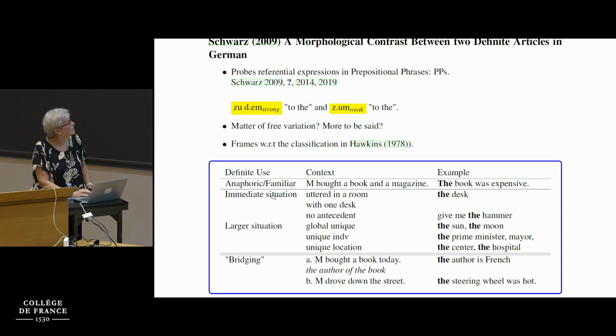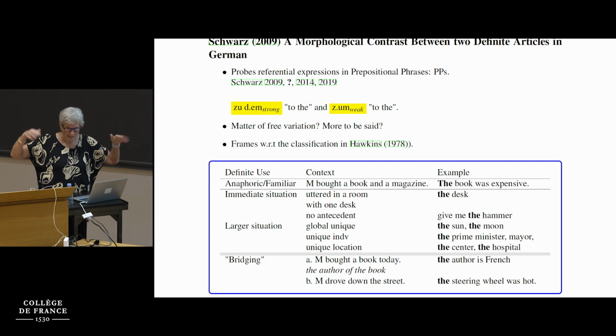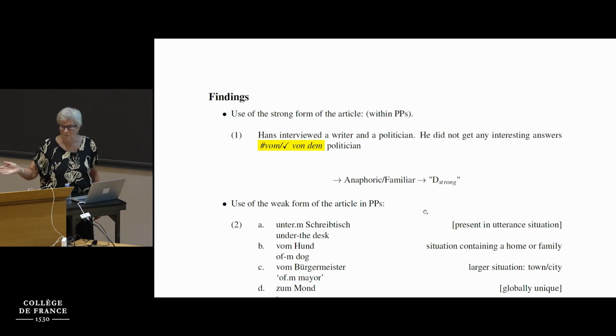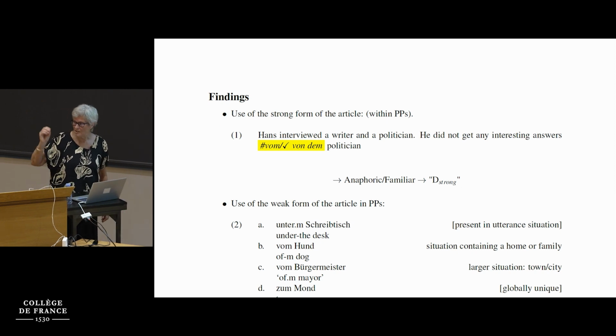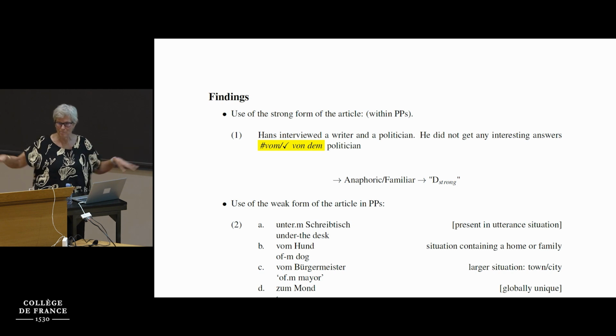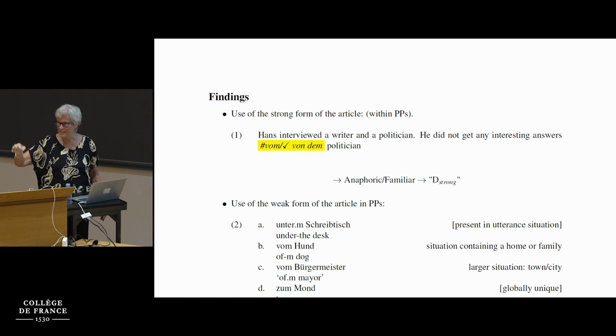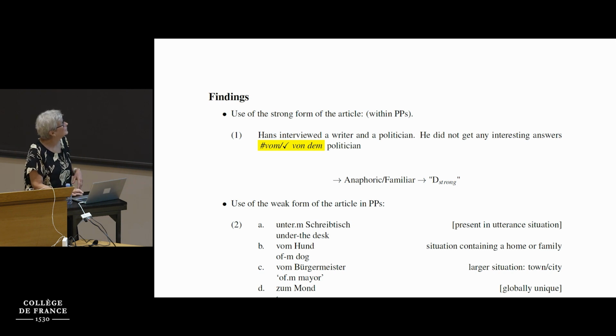And then there are definiteness uses that are given in particular situations, and they behave differently. So, for example, if you enter into a room where there's one desk, so there is no linguistic antecedent in the context, you can say something like, oh, the desk is in the corner. And you know that this talks about the desk which is in your immediate situation, and not any desk in the world, and this is a unique desk, okay? So this is a unique desk in a particular configuration.